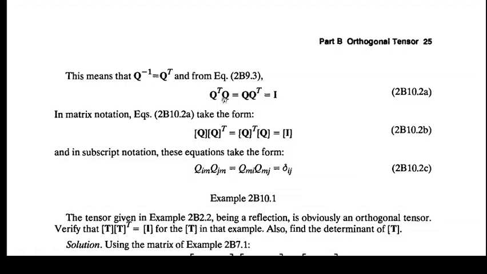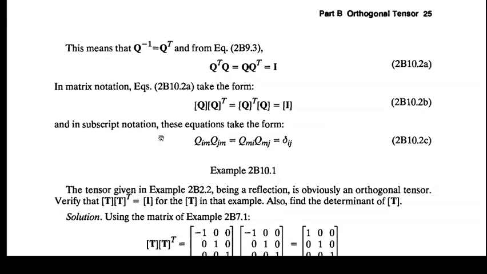Now in matrix form we can write this as Q transpose Q is equal to the identity matrix. In subscript notation we can write this as Q_im Q_jm equals Q_mi Q_mj, and the subscript notation for this is delta ij. Now this is equation 10.2c.